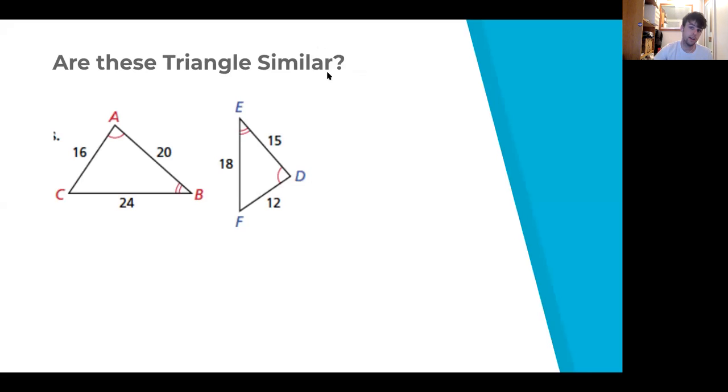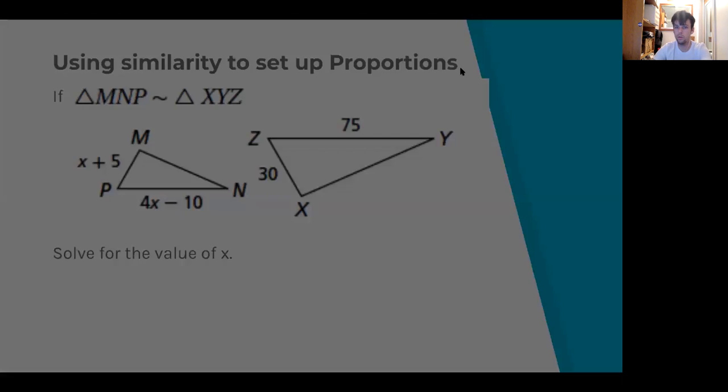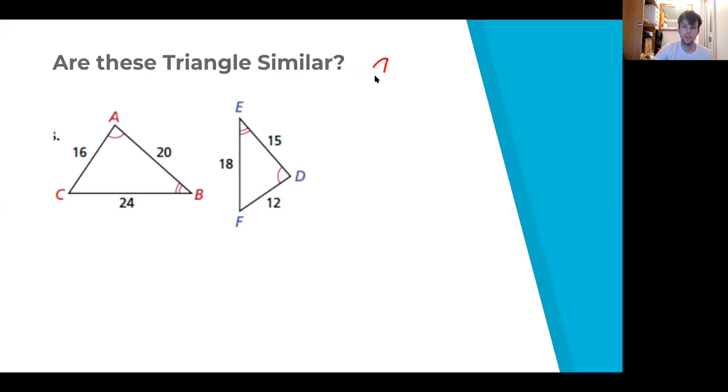Are these triangles similar? Okay. So we have some angles. So again, one, we're looking at the angles. Are the corresponding angles congruent? Well, okay, so we have angle A and angle D. So that's one set of angles. Angle A is congruent to angle D. So that's one set. We got angle B and angle E. So angle B is congruent to angle E.